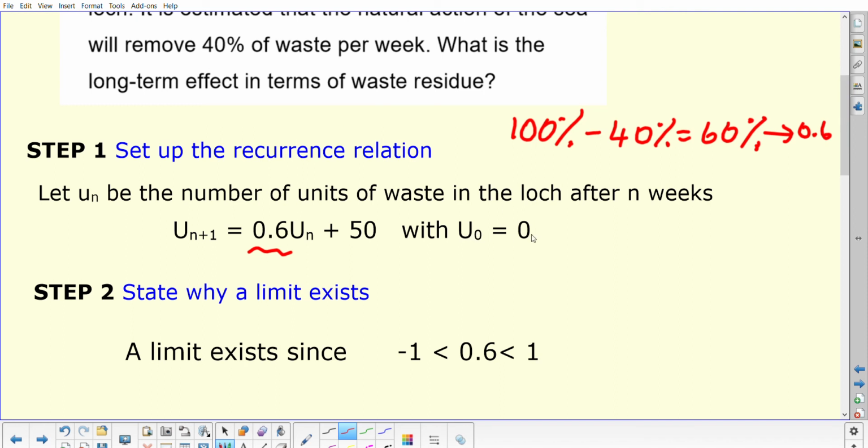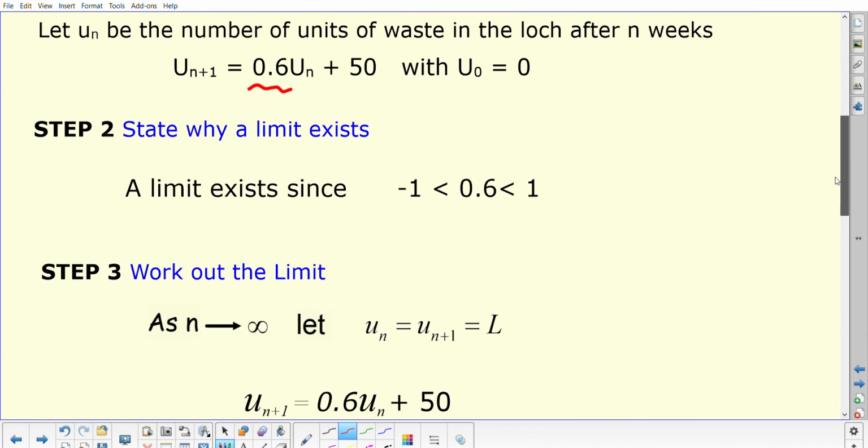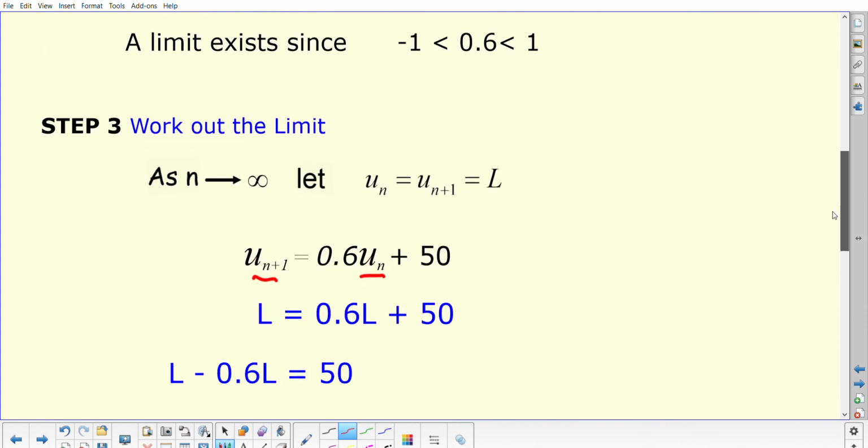So we noticed up here, can't remember if I mentioned that, but the U0 value was 0 unless it tells you otherwise. You assume there was none at the beginning. State why a limit exists. That's quite important that you put that in. That can often earn you a mark.